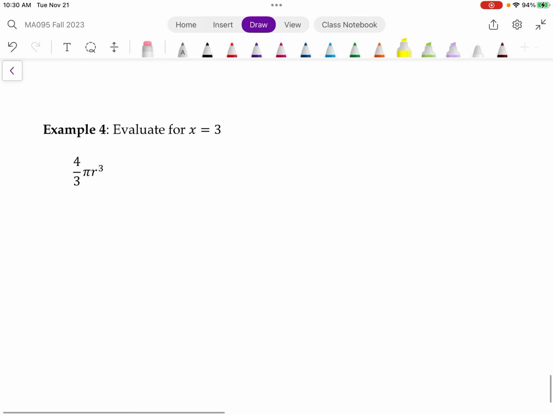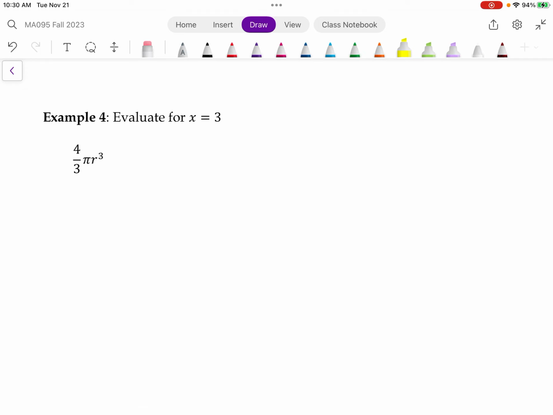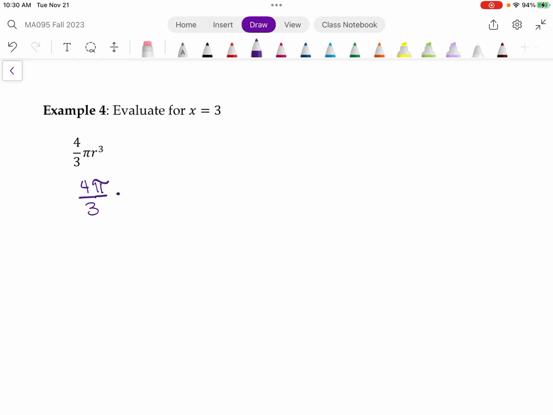All right, so example 4, evaluate for x equals 3. So try this one on your own. All right, so we've got 4/3 pi. So now when I have 4/3 pi, it really means 4 pi over 3. So you could also write it like that if you wanted to. Okay, and that's going to be times 3 cubed.